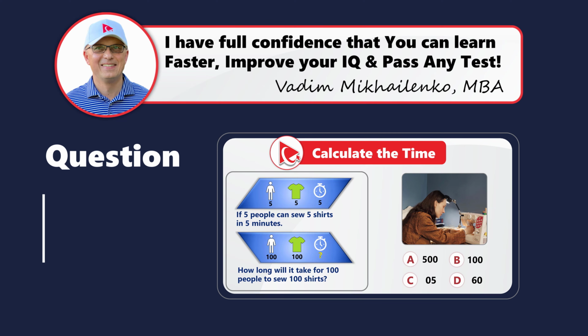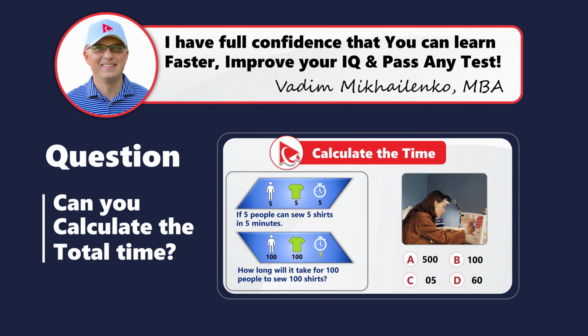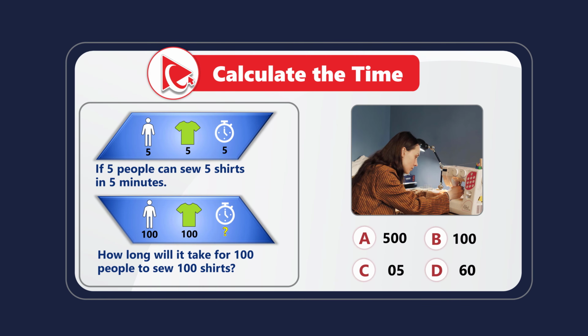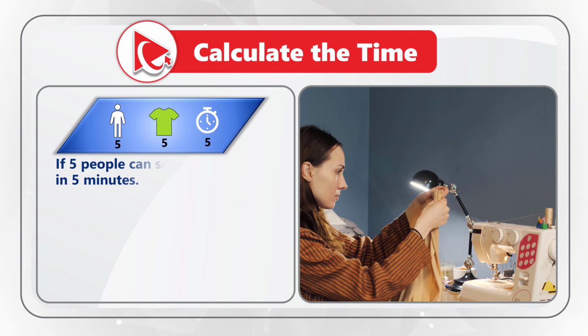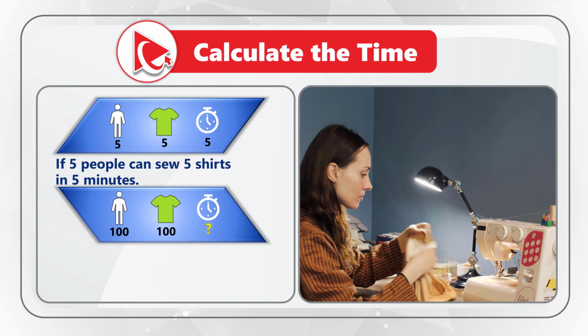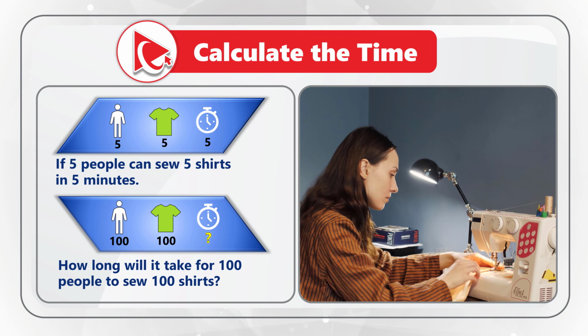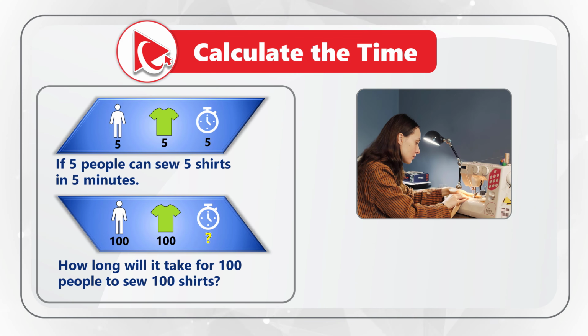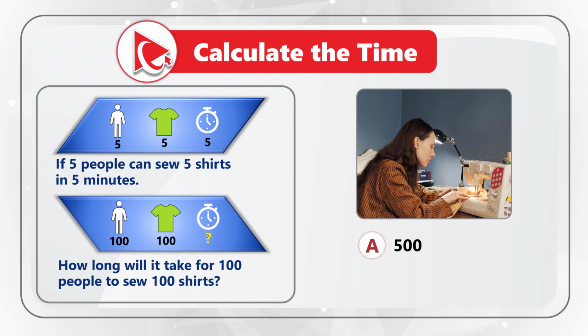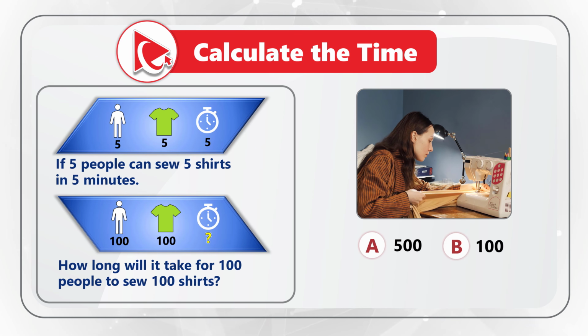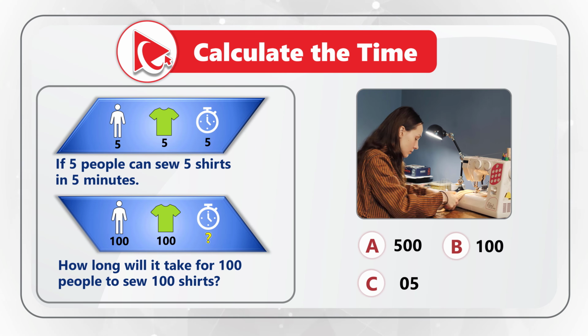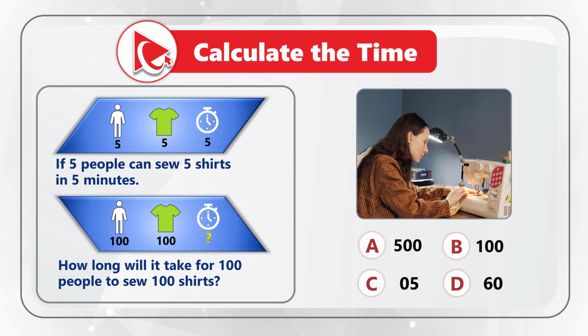Here's a very interesting question which might make you think, but hopefully you will get it very quickly. If 5 people can sew 5 shirts in 5 minutes, how long will it take for 100 people to sew 100 shirts? You're presented with 4 different choices. Choice A, 500 minutes. Choice B, 100 minutes. Choice C, 5 minutes. And last but not least, choice D, 60 minutes.